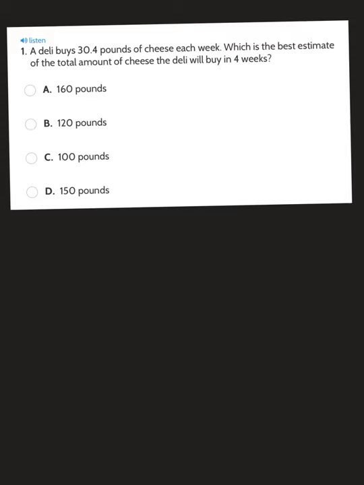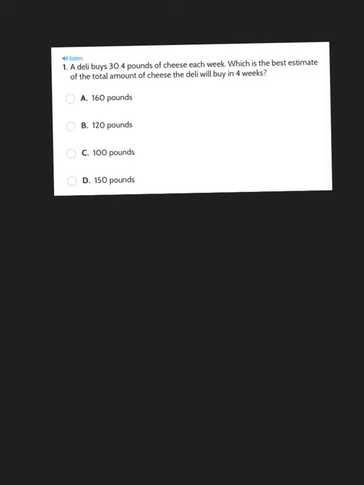Okay. This one says, a deli buys 30 and 4/10 pounds of cheese each week. Which is the best estimate of the total amount of cheese the deli will buy in 4 weeks? Sometimes I have to read these twice because it's hard for me to understand the first time. So let me read it again. A deli buys 30 and 4/10 pounds of cheese each week. Which is the best estimate of the total amount of cheese the deli will buy in 4 weeks?